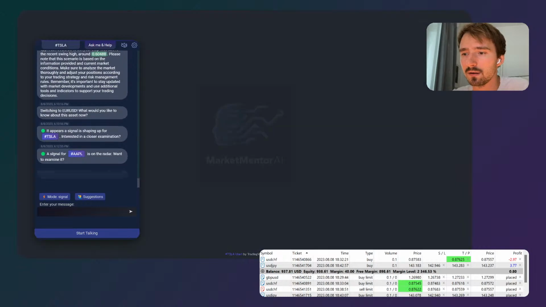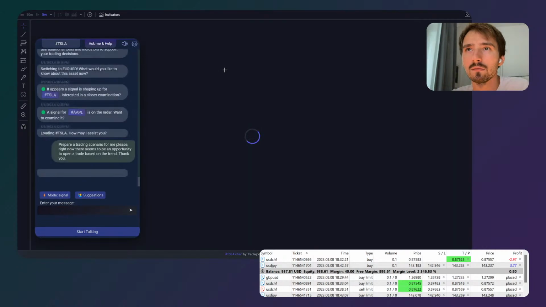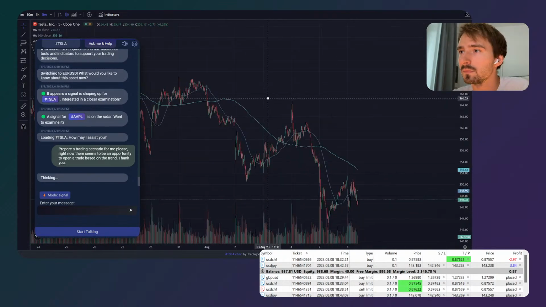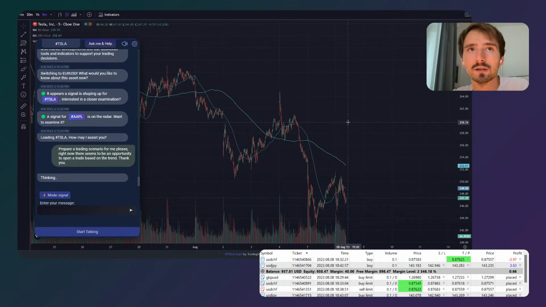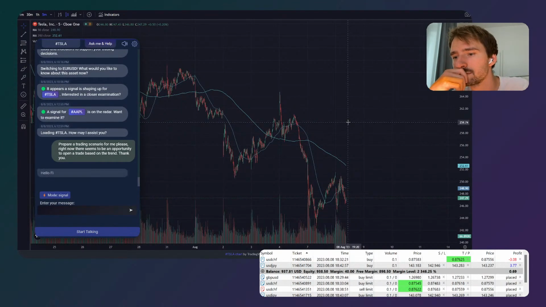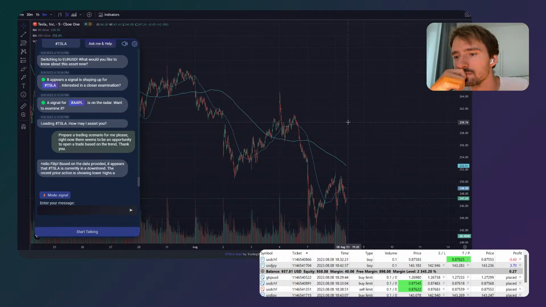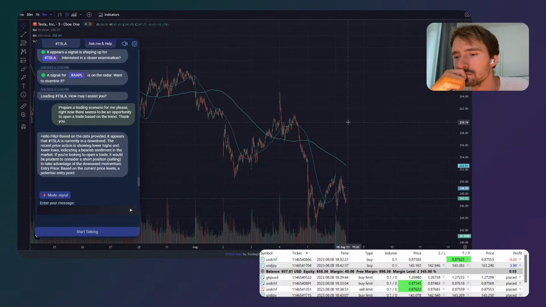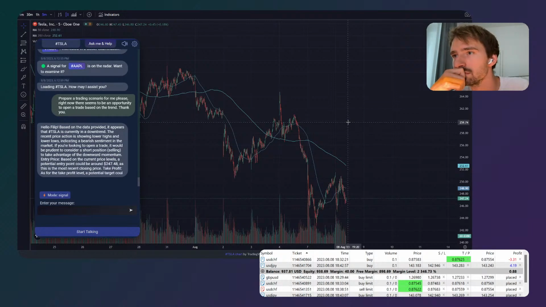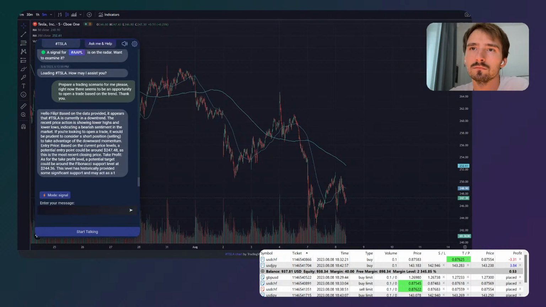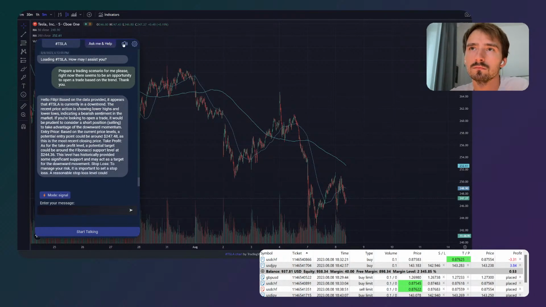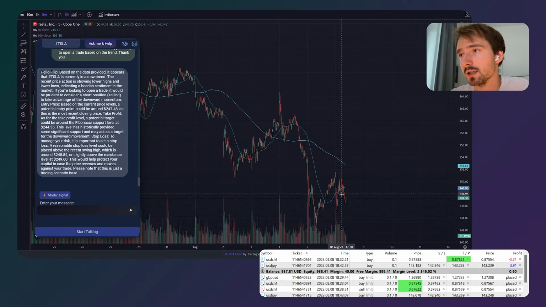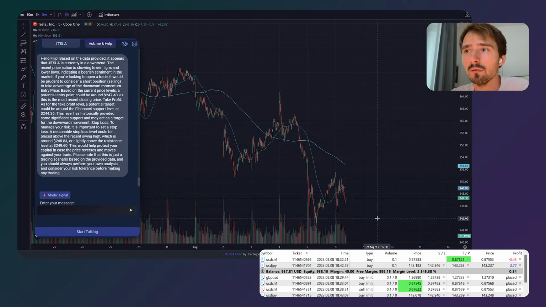Let's take a look at the Tesla here. All right, so what's shaping up here? Hello, Philip. Based on the data provided, it appears that hashtag TSLA is currently in a downtrend. The recent price action is showing lower highs and lower lows, indicating a bearish sentiment in the market. If you're looking to open a trade... So the AI is suggesting to go for short here around this level, basically, where we're sitting at right now.